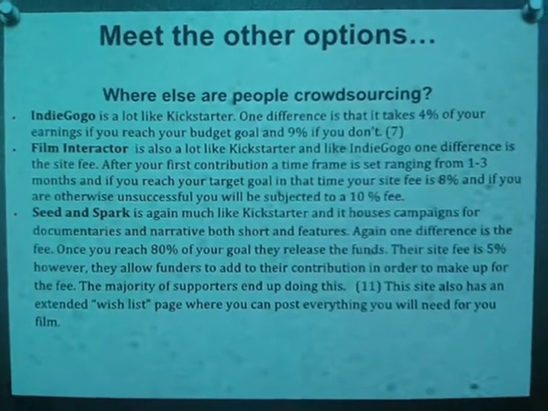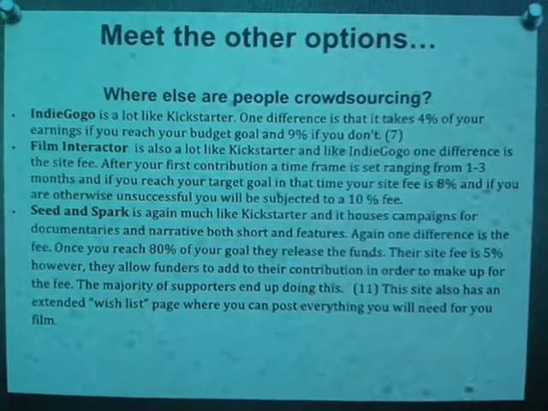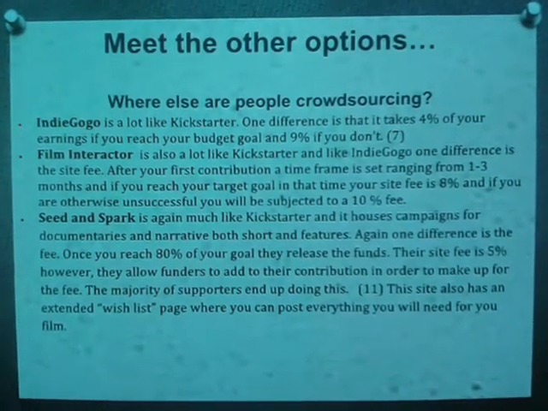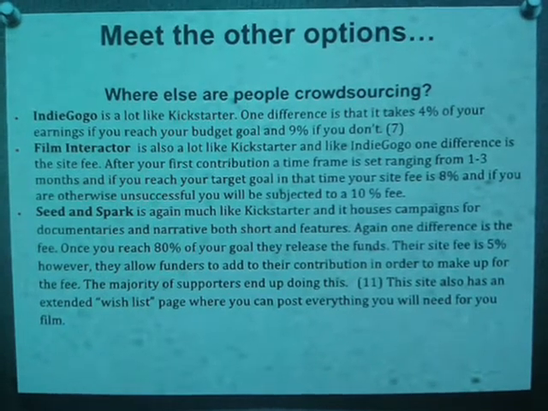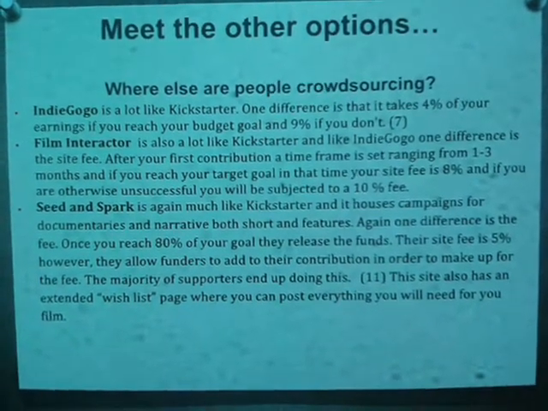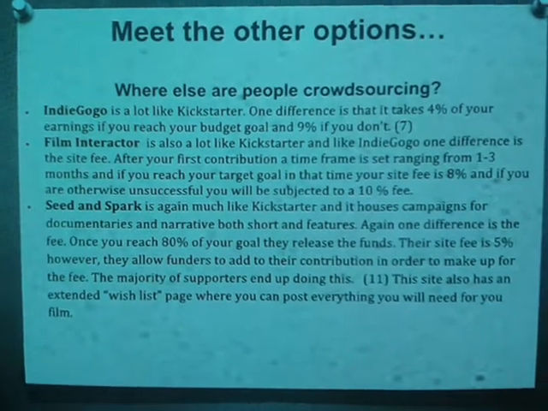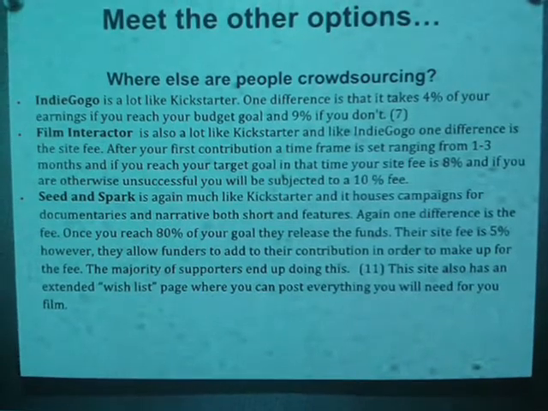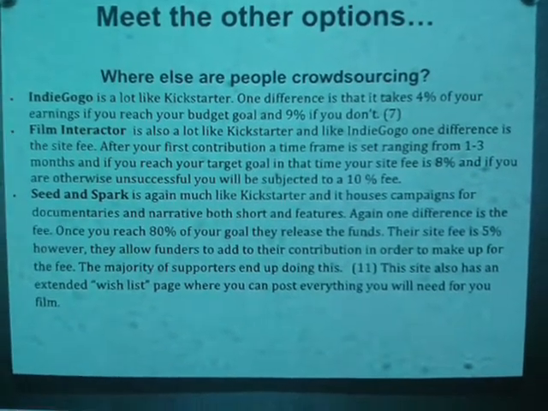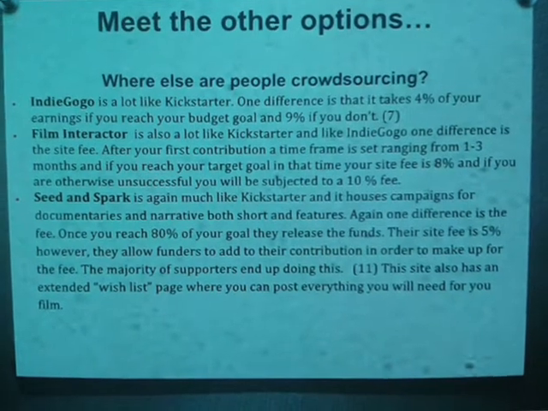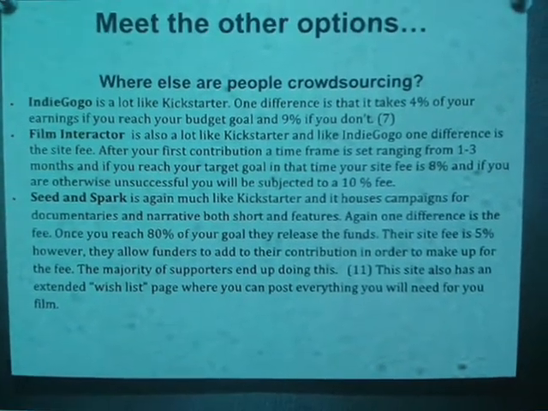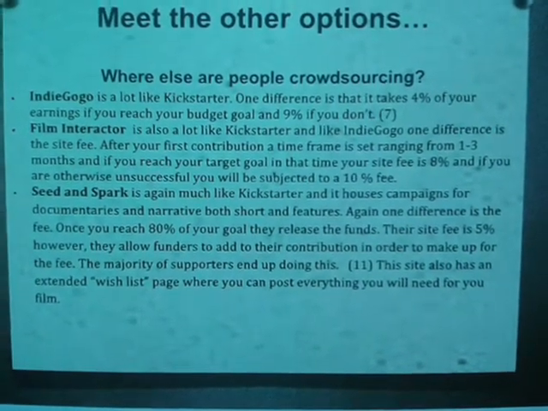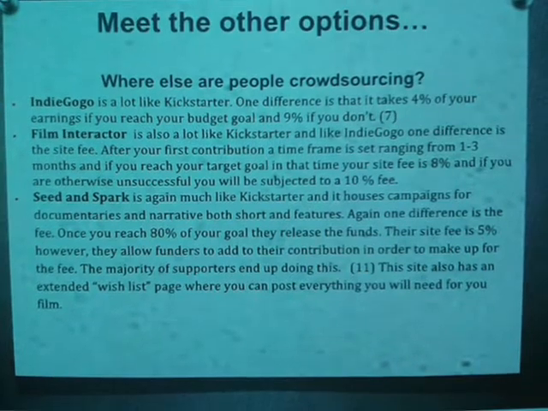But the difference is in the fee for starting a campaign on these sites. The first one, Indiegogo, takes 4% of your earnings if you reach your budget goal, and 9% if you don't. For Film Interactor, you have a time frame. After you get your first contribution, a time frame is set ranging from 1 to 3 months. If you reach your target goal in that time, your site fee is only 8%. If you are otherwise unsuccessful, you will be subjected to a 10% fee.